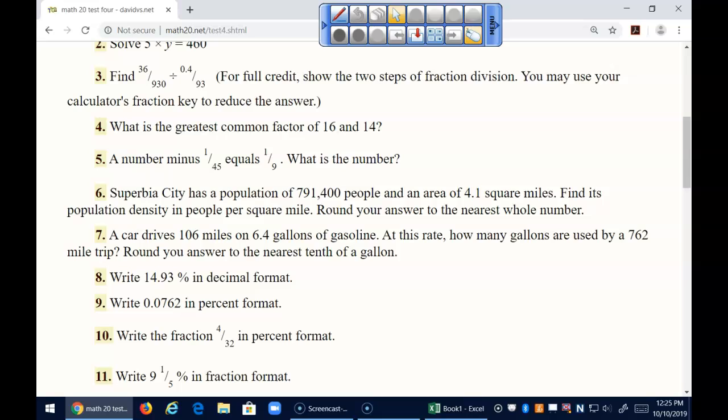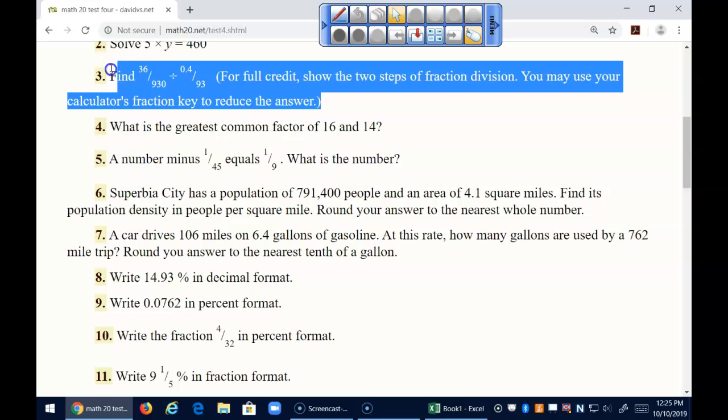Sure, why not? 16 and 14, number 4, just to double check. Is that a good one? Anyone have one before number 4? Should we do 3 first? Okay, let's do 3 first and then 4, and then start our new material.